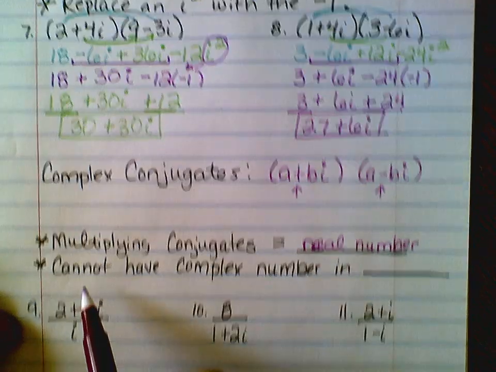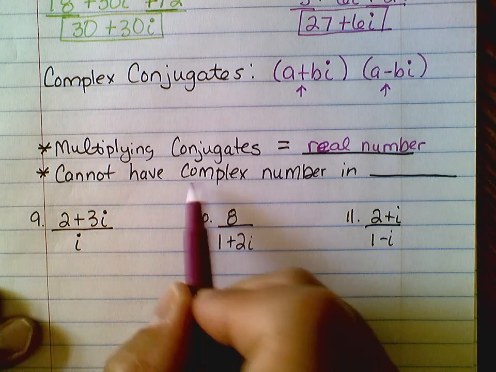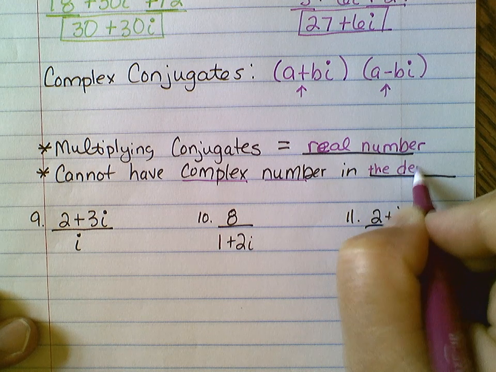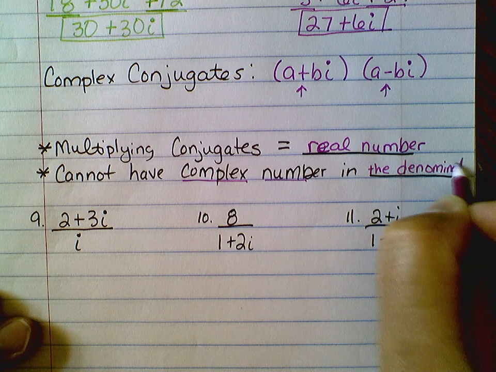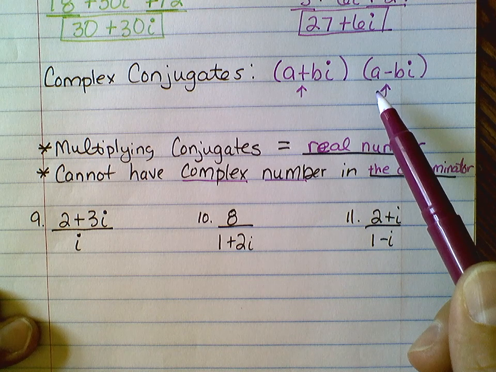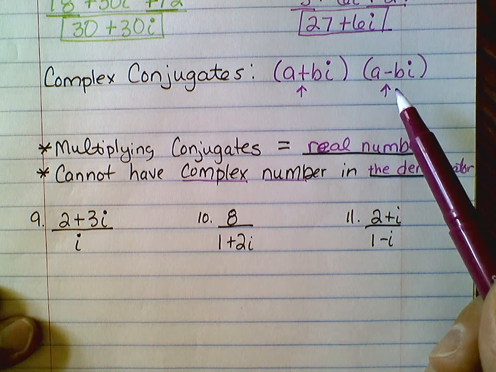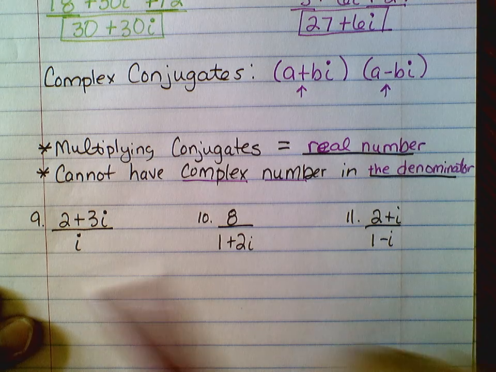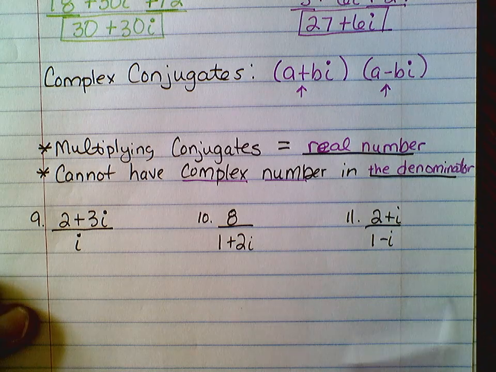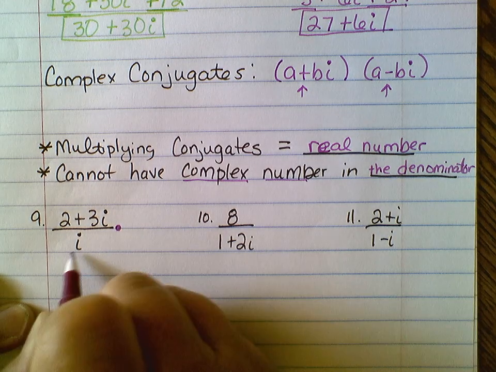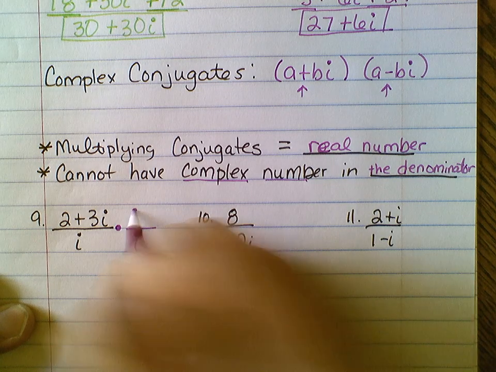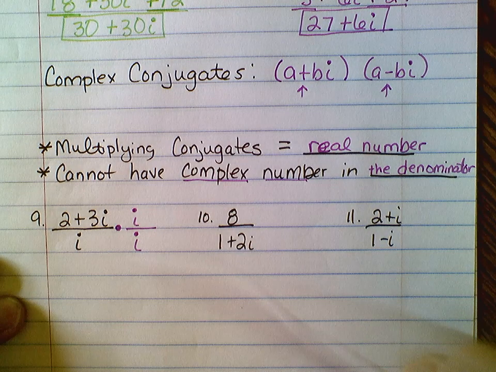And then just like we cannot have a radical in the denominator, we also cannot have a complex number in the denominator. So again, just like with the radicals, we can multiply by the complex conjugate to get rid of our imaginary number or complex number in the denominator. So if I have an i in the denominator, which is not allowed, I'm going to multiply by a positive i. You can multiply by a negative i, and we'll see what happens.